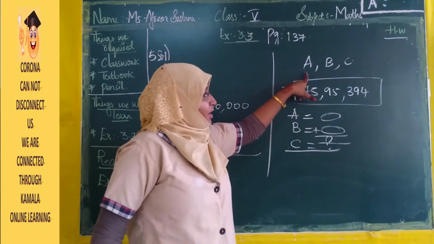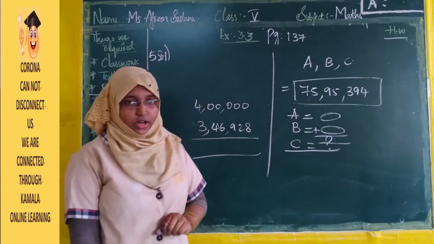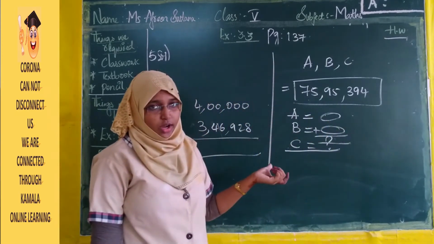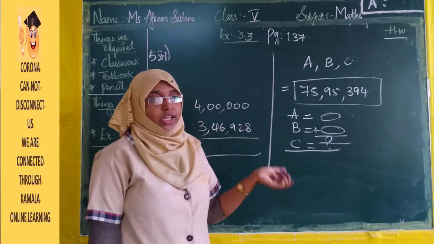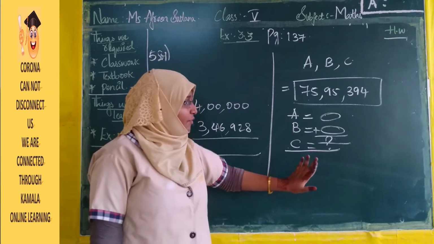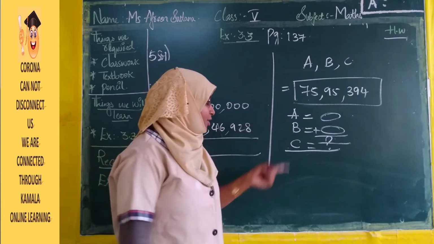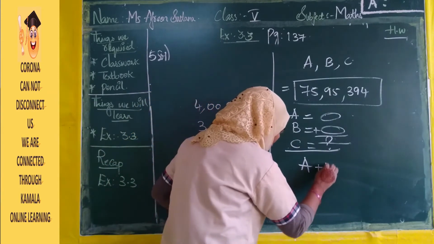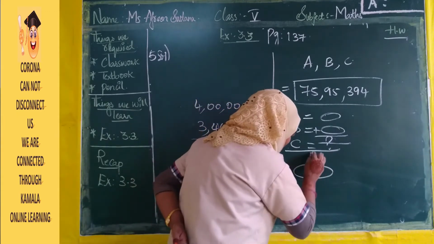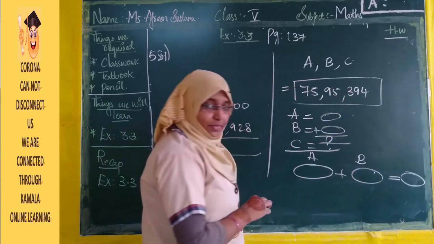So A, B and C contested for an election. The total number of votes they got is 75,95,394. Contestant A got some amount of votes and contestant B also, they have given how many votes he got. But they are asking us to find how many votes contestant C got. To find this, firstly we will add how many votes were got by candidates A and B. Don't write A plus B. Write the number of votes candidate A got and the number of votes candidate B got. These two values we will add up. We will get the result.